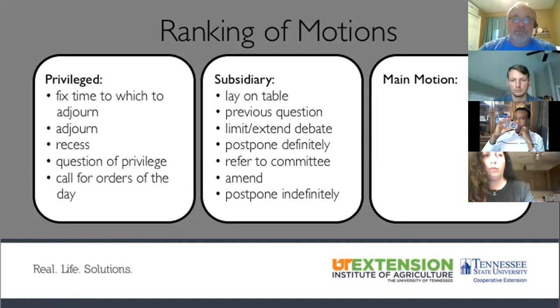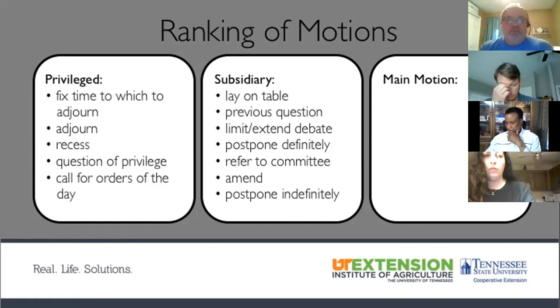Privileged, subsidiary, and main motions are ranked motions. There's a ton of other motions that we're not going to get into in this class, but these are ones that we want to talk about because they do have a lot of importance and a lot of effort that is put into them in several meetings.